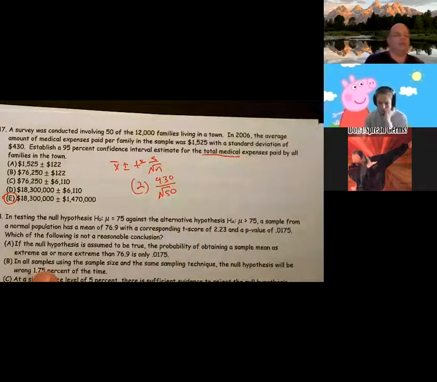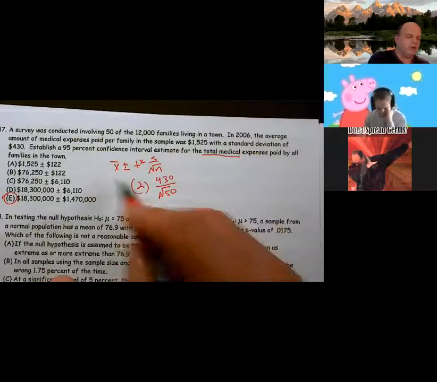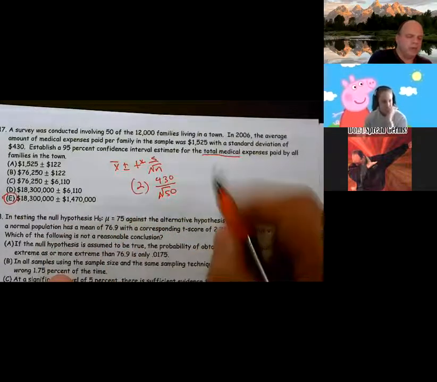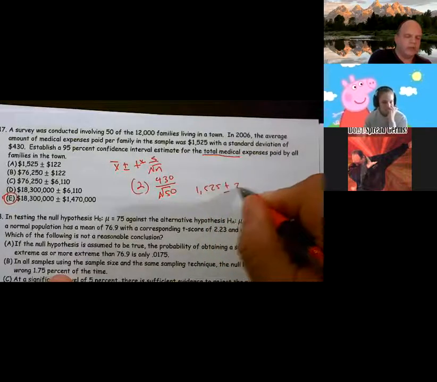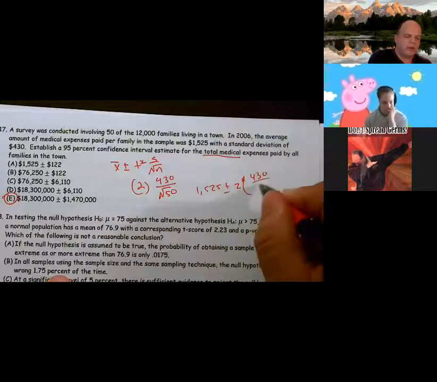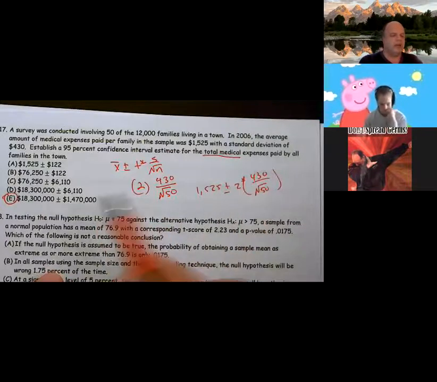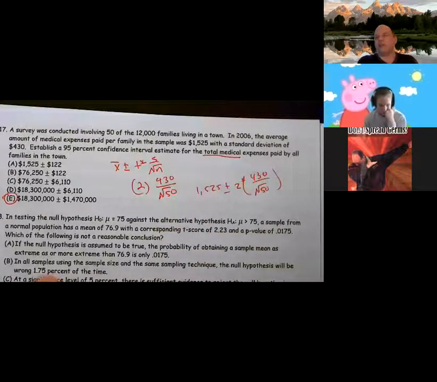Basically, we're not interested in the average per family, because the average per family would have been 1,525 plus or minus 2 times 430 divided by the square root of 50. That would be the average per family. But if I multiply by 12,000, I find the expected amount for the entire town. A little bit weird question.